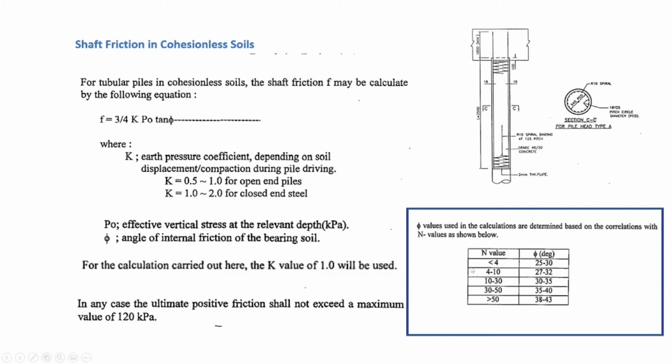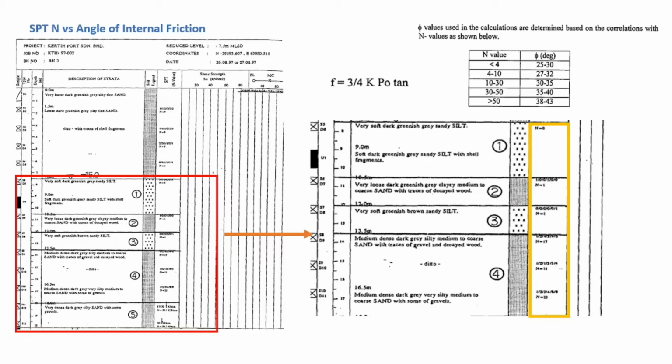The phi value used in the calculation is determined based on the correlations with the SPT N value. It is tabulated here where the N value is less than 4, the angle of internal friction will be between 25 to 30, and for 4 to 10, the angle of friction is 27 to 32, and so on. The phi value used for the calculation of the skin friction is obtained from the following tables.